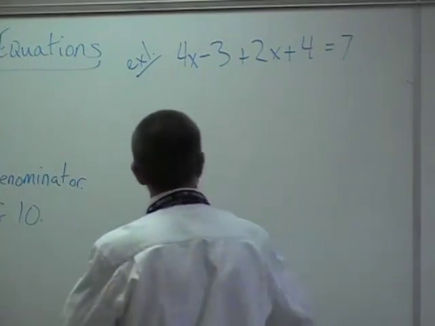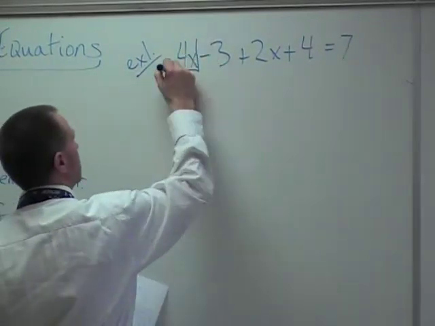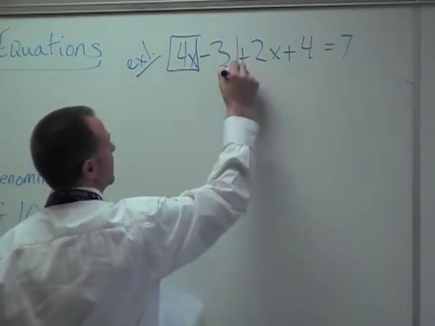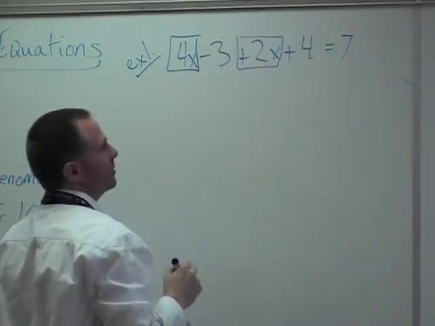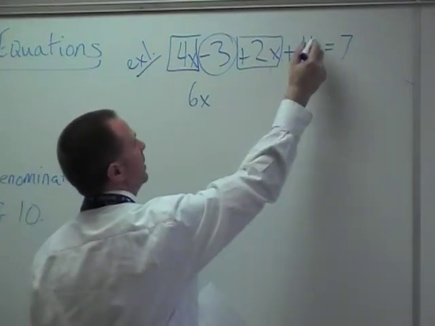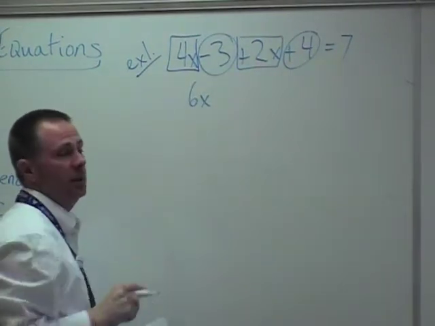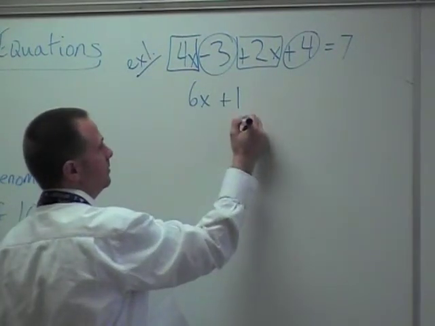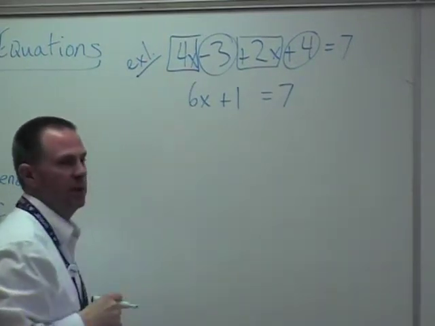Let's go through it. That's positive 4x. That's positive 2x. That gives me 6x. I have a minus 3, or negative 3, and a positive 4. That gives me a positive 1. And I have it equals 7.